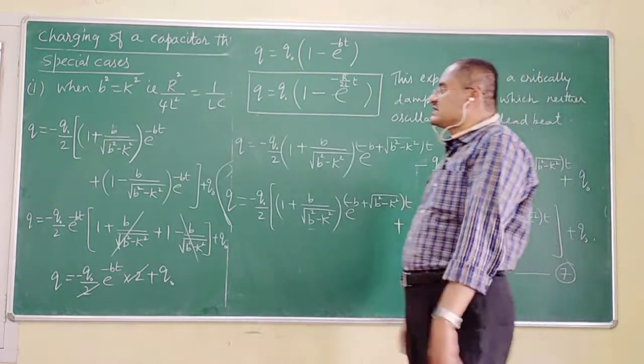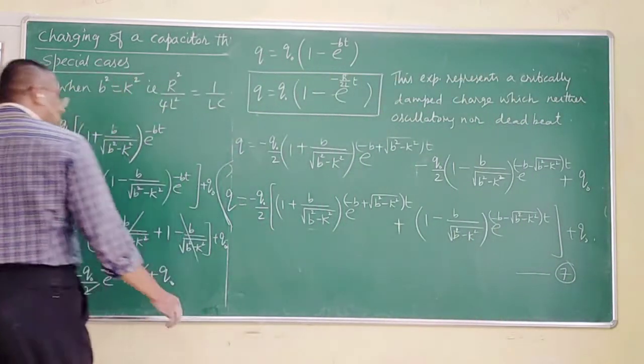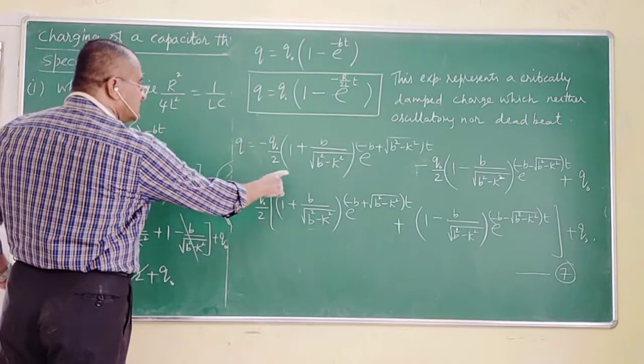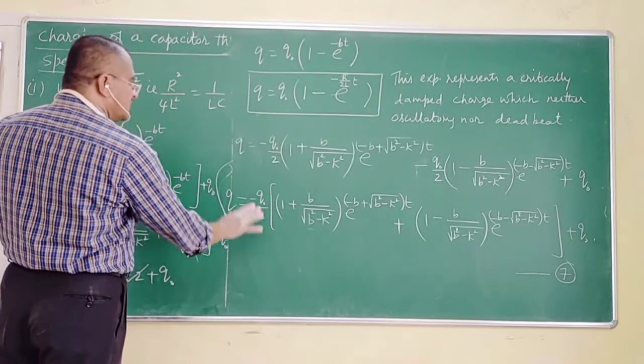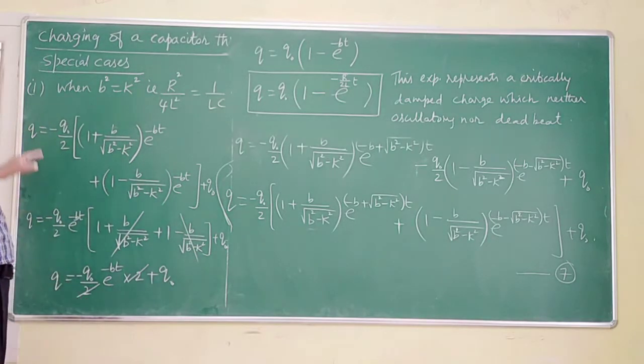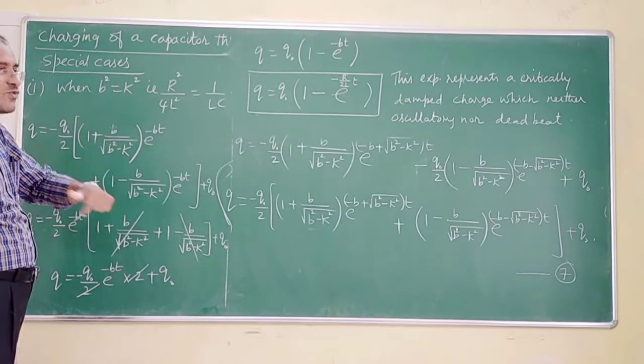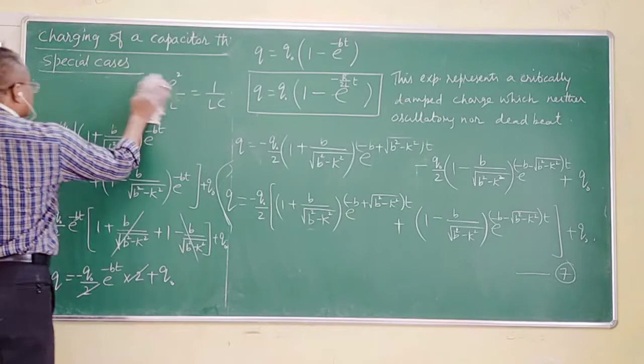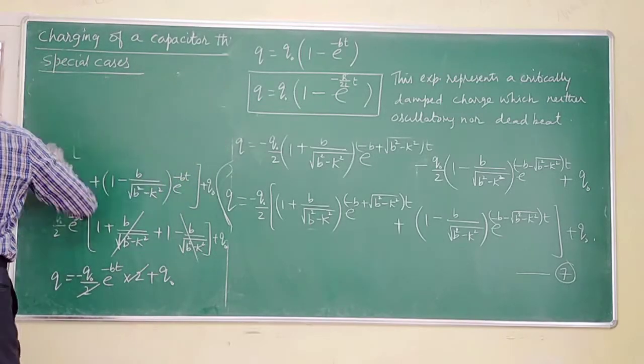Now I need to discuss the next case. I need this expression for it, therefore I am going to retain that on the board. Because I have finished the b squared is equal to k squared case, I will rub this off and tell you what is the next case.